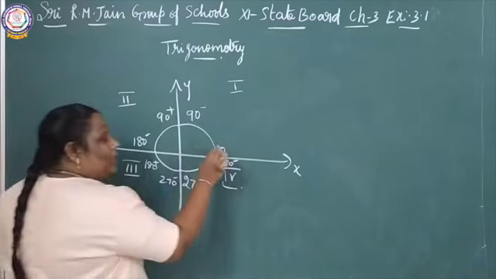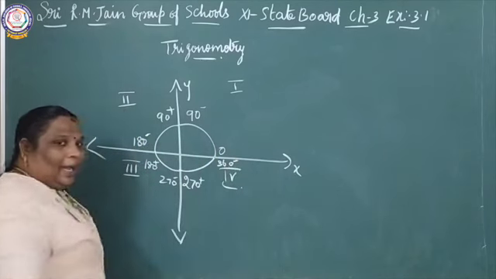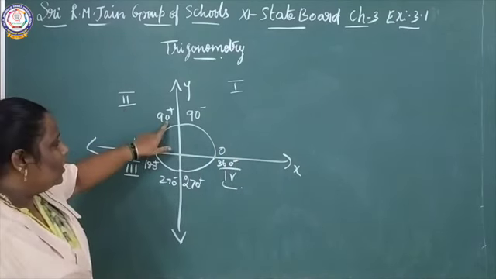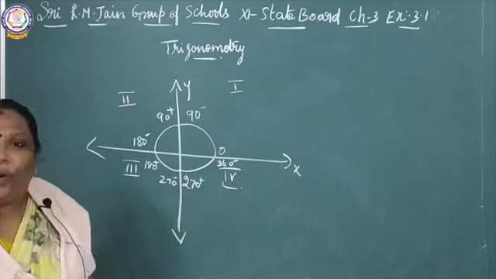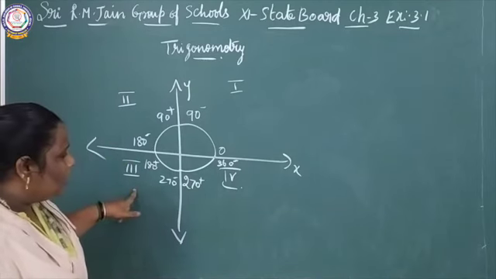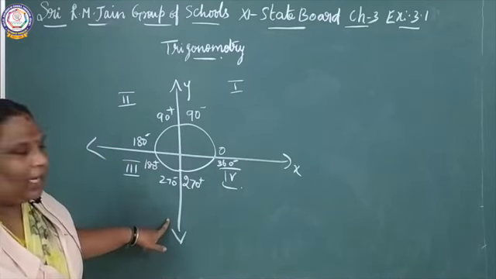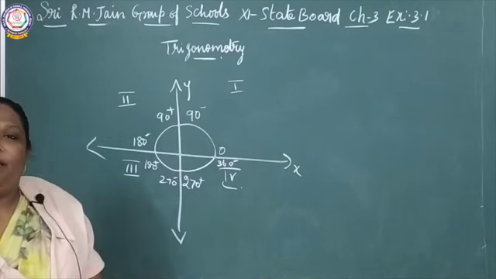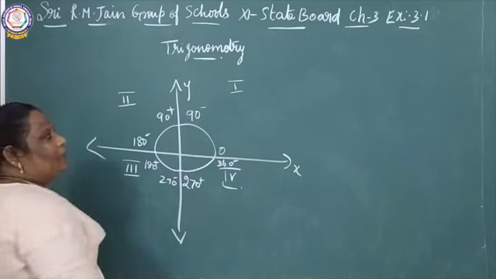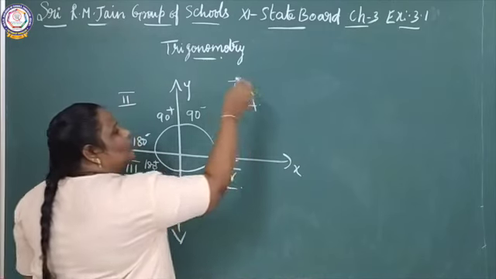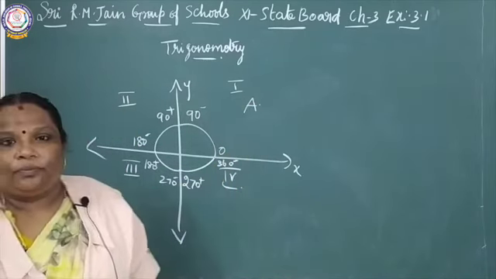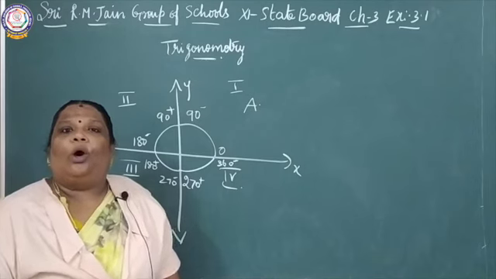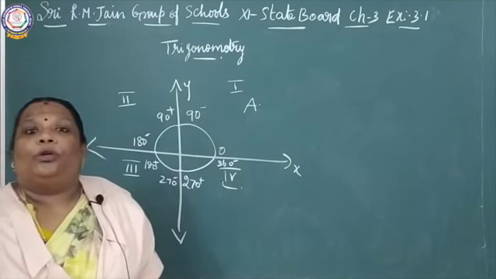So the first quadrant is 0 to 90 minus, the second quadrant is 90 to 180 minus, the third quadrant is 180 to 270 minus, and the fourth quadrant is 270 to 360 minus. In the first quadrant, all the values are positive.